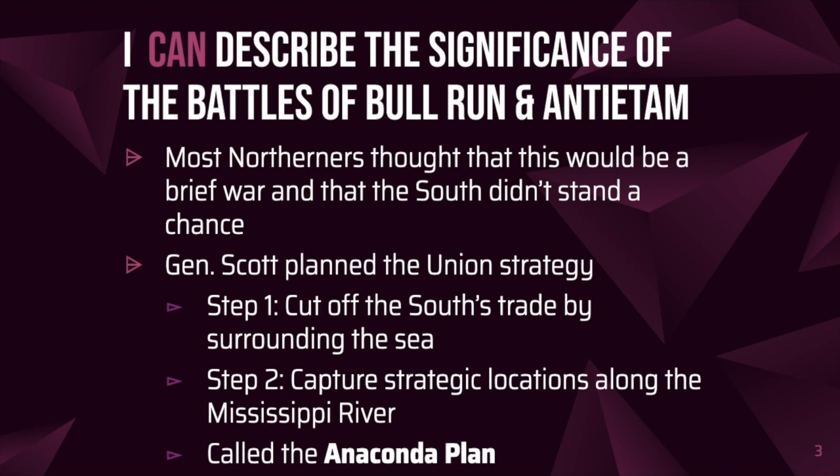General Winfield Scott is the commander who's in charge of planning the Union strategy, and this is called the Anaconda Plan. It's called the Anaconda Plan after the snake, which wraps itself around its prey and crushes it. So he says that what we need to do is first cut off the South's ability to trade. That cuts off their financial support, and hopefully then this should be pretty fast. Then they are going to capture strategic locations along the Mississippi River.